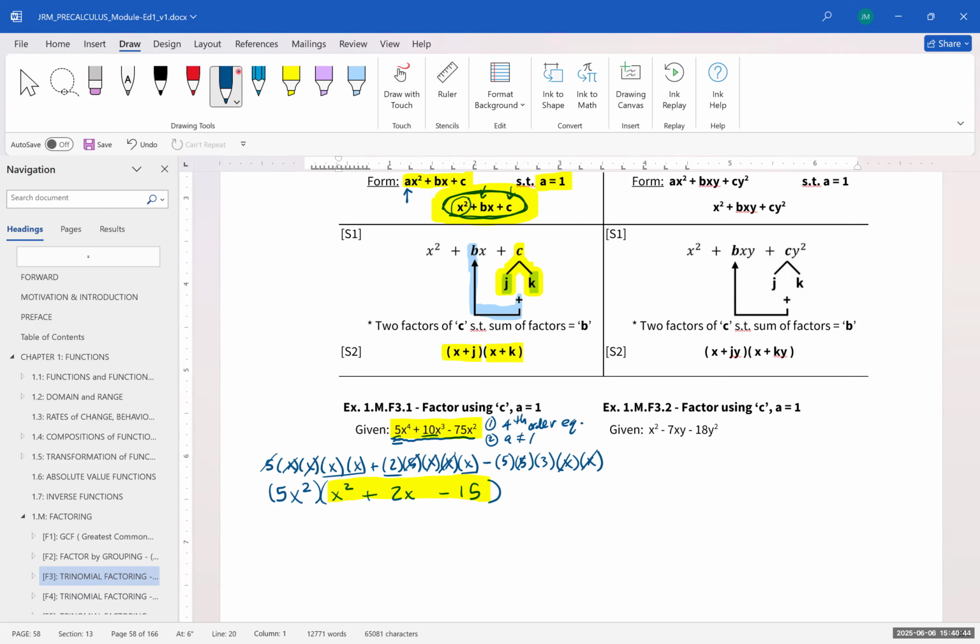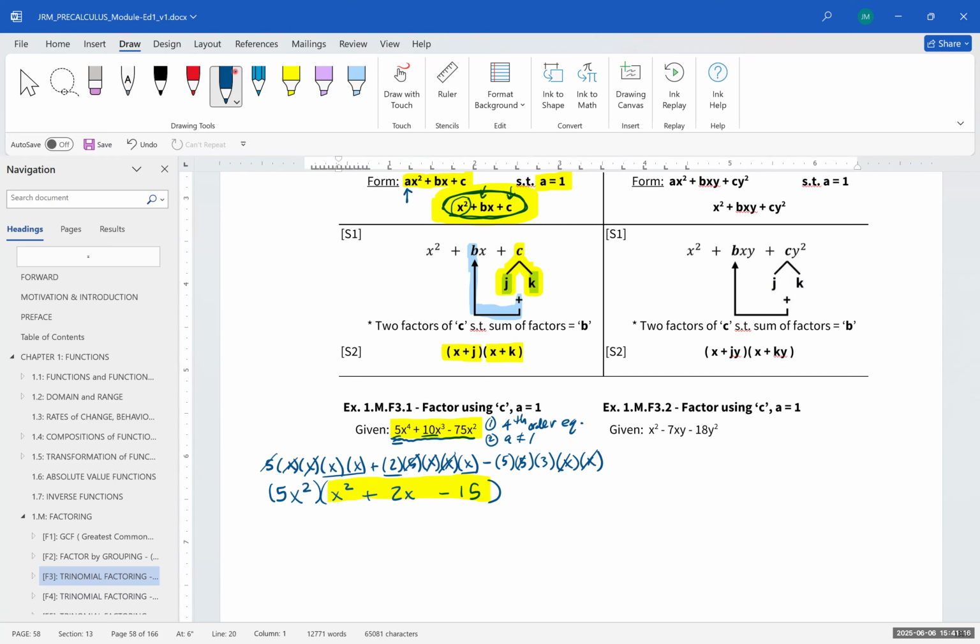So one of the easy ones we could do is we could say, well, negative 15 is the product of negative 1 and positive 15. That's true. But the problem is now, if we add these together, what we get is positive 14. Positive 14 is not positive 2. So a negative 1 and a positive 15 aren't going to work for us here.